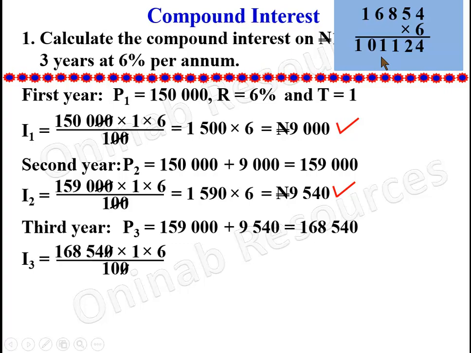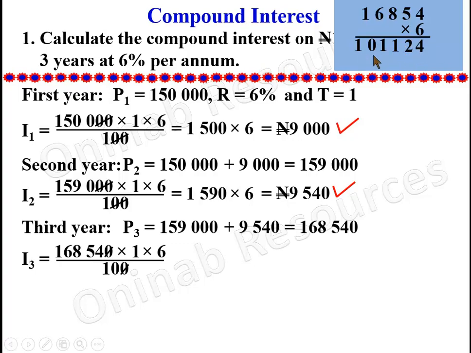So I have it as 101,124. So we said we have a 1 decimal place here, so we place a decimal point between 2 and 4. So that at that point we now have 10,112 naira 40 kobo.